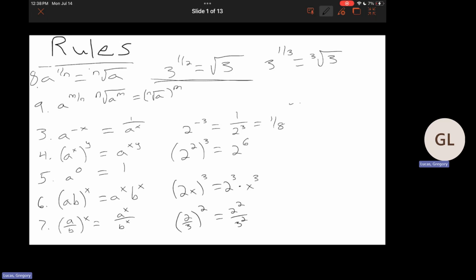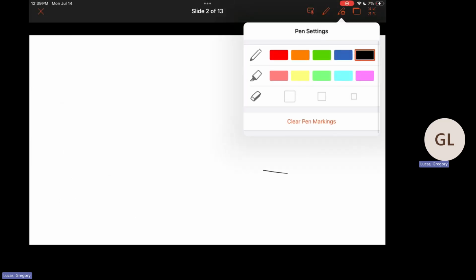So if I have something like 4 to the 2/3, this is the same thing as, let's say, doesn't matter which way we do this one, the cubed root of 4 squared. The denominator is our root, and the numerator is our normal exponent. So those are some rules. Let's look at a few examples with these rules.